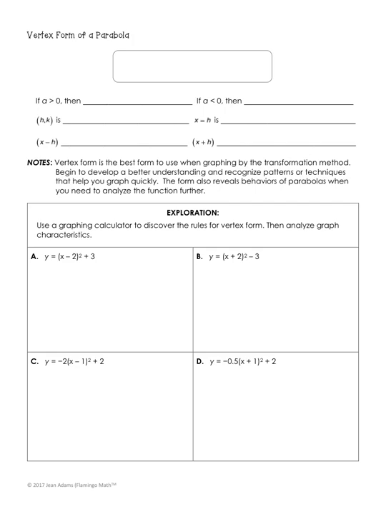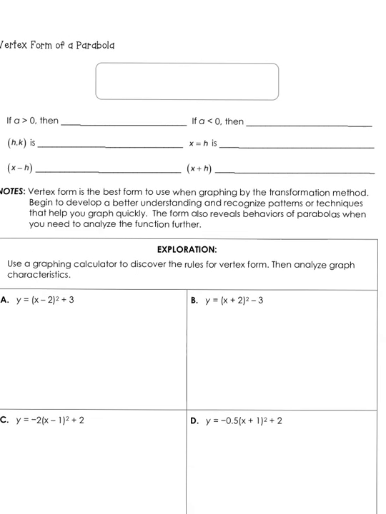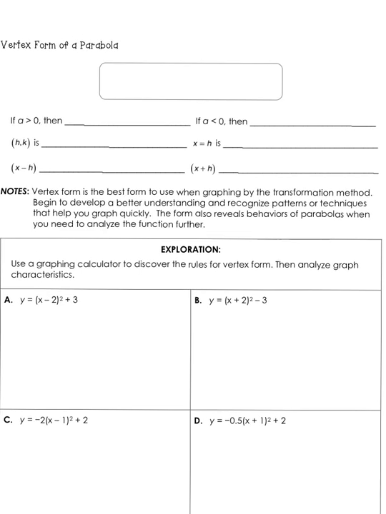So the vertex form of a parabola, making this a smidgy bit bigger. If you recall, the vertex form was f of x equals a times (x minus h) squared plus k. So we can get a lot of things from this.